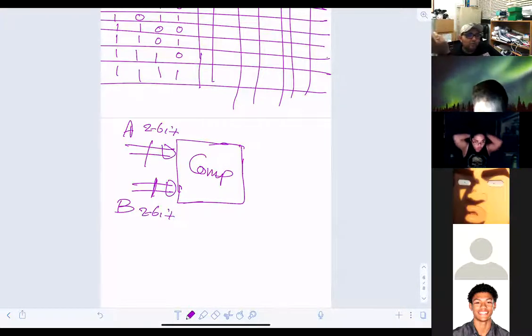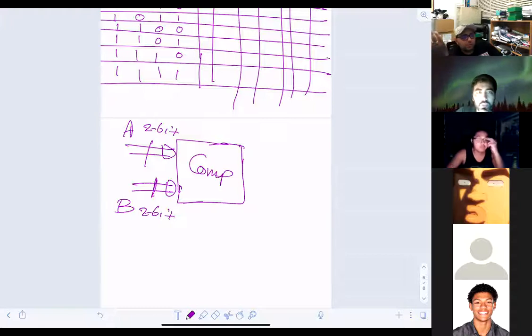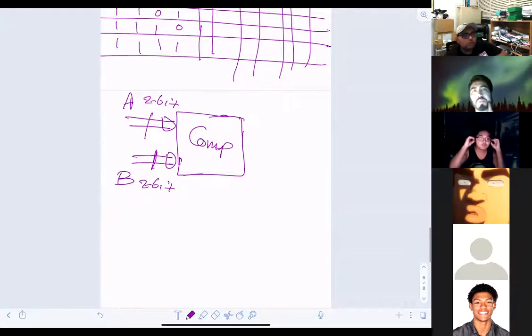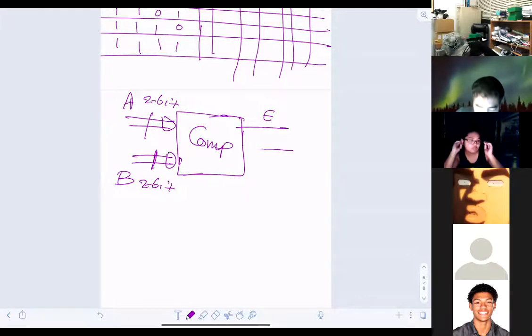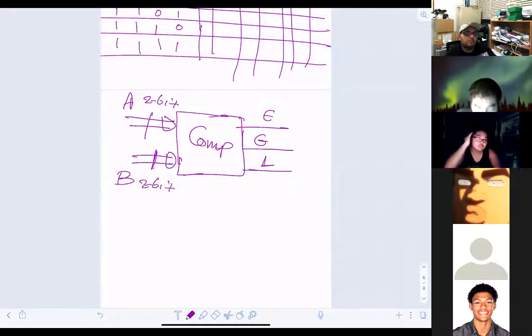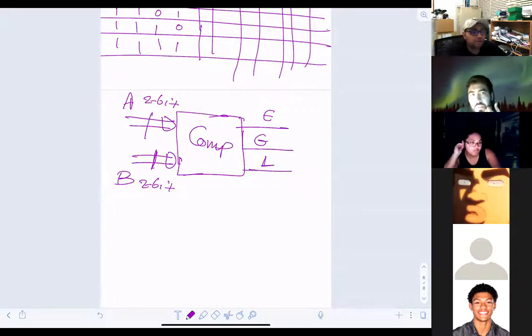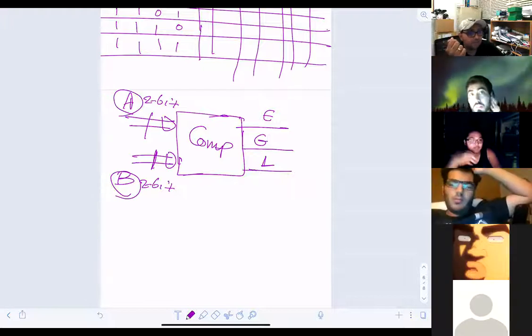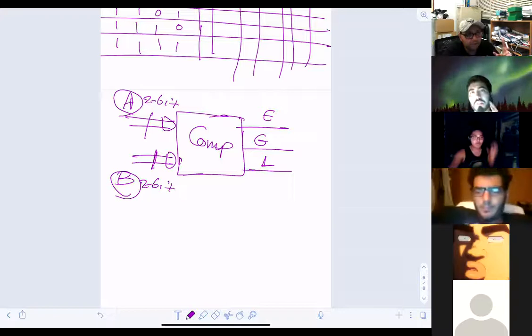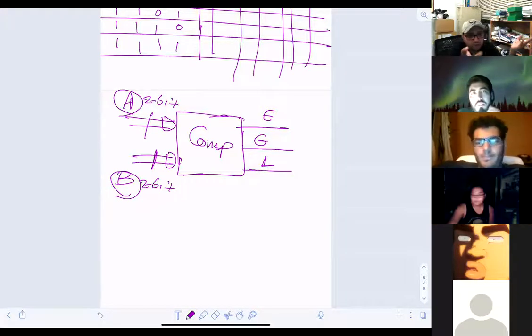What outputs we can get out of this comparator would be 3 possible outputs: A equal to B, or A greater than B, or A less than B. Make sense? But then the truth table would be built based on what? Based on the number of bits as input. So this is 2 and this is 2, so that means 4 inputs, 16 states, exactly. So 3 outputs, which are E, G and L, but 4 inputs, which give 16 states.